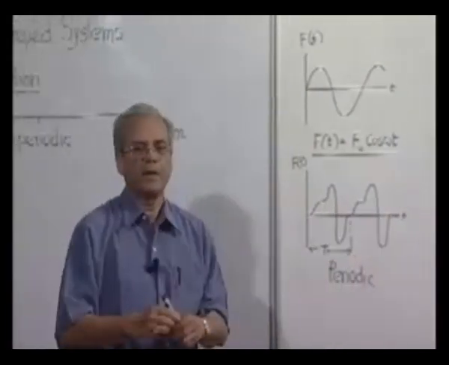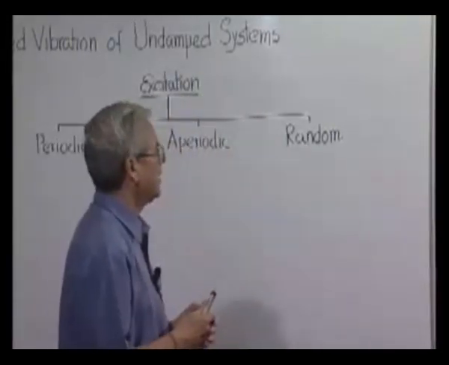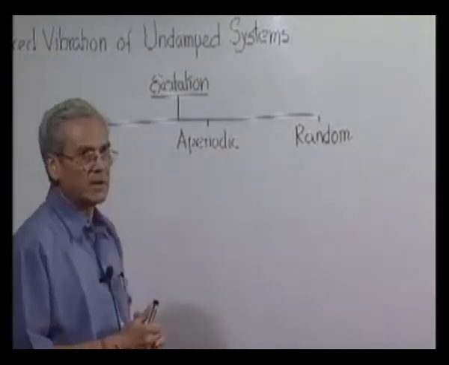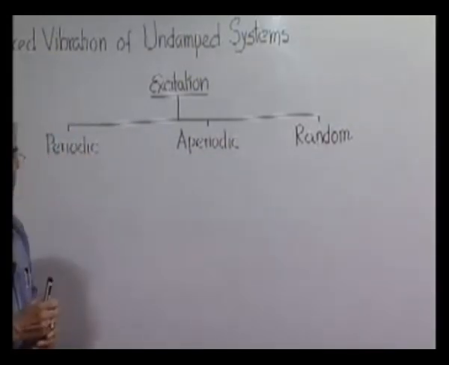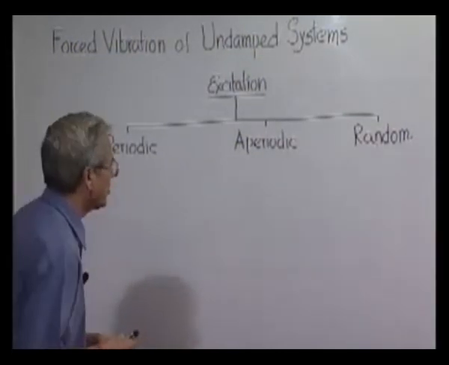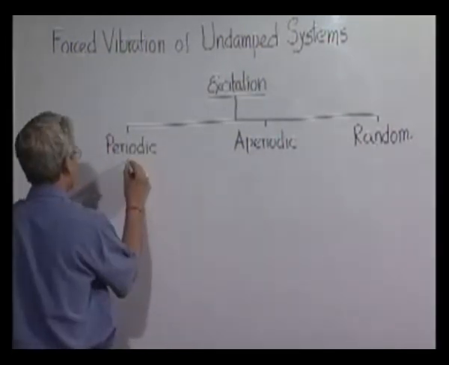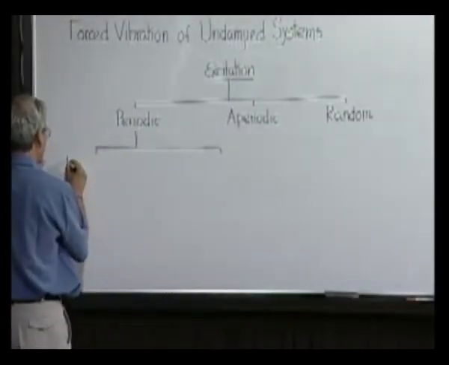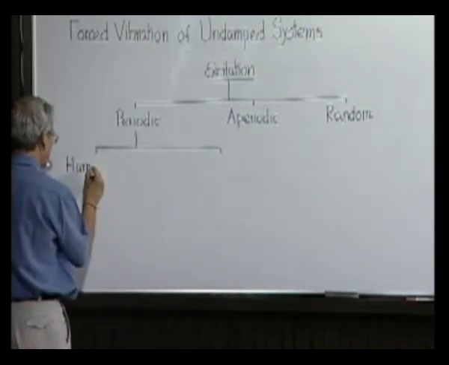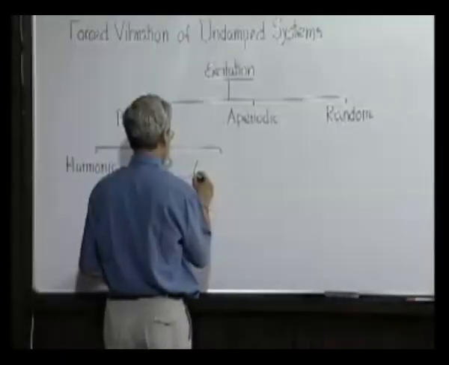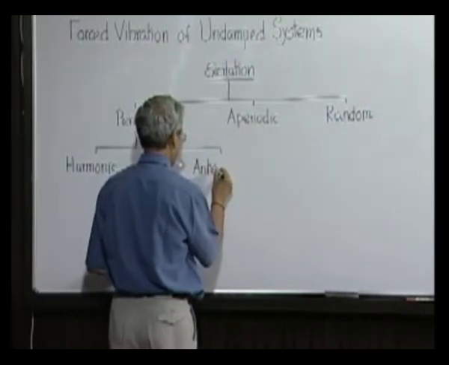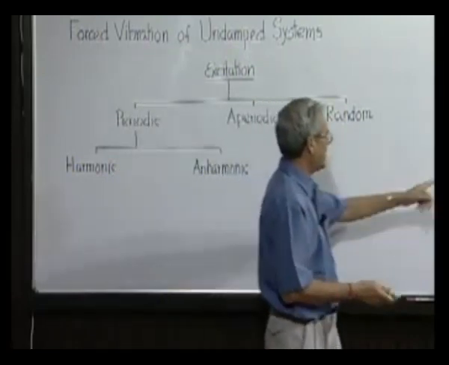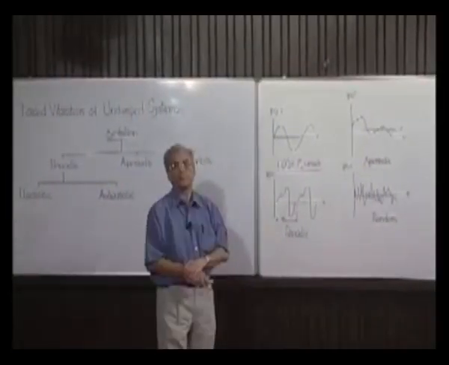There are many cases where the excitation is of random nature, which has certain special characteristics. But we will not go into those things, because we will keep our discussions to the simplest possible situation. However, this periodic excitation can be further classified, as I was mentioning initially, into the case called harmonic. The other is anharmonic. Say the second one, it is periodic, but it is not a simple harmonic function of time.